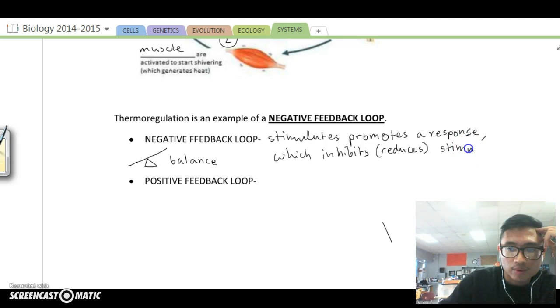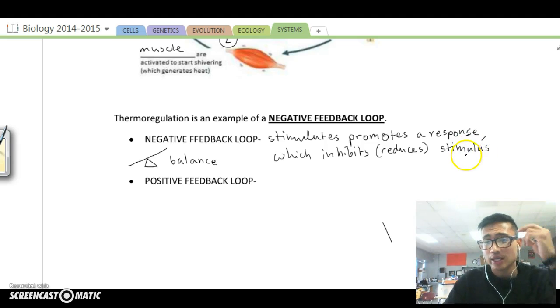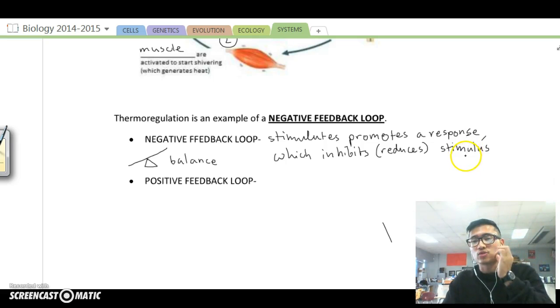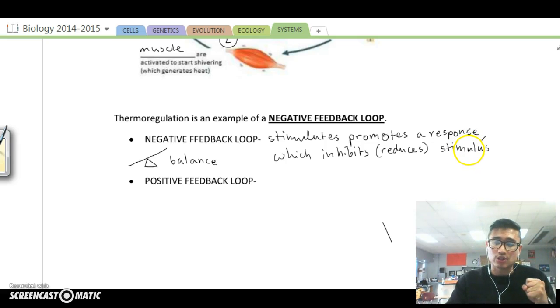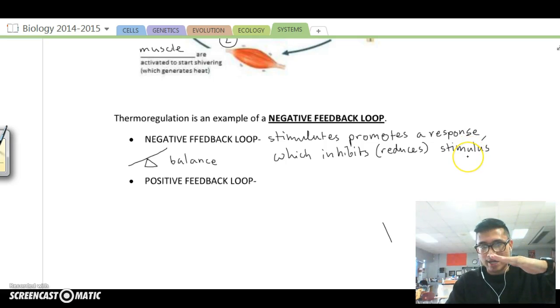And thermoregulation is a perfect example of that. If we start to get too hot, we start to sweat, our blood vessels dilate so that we start to cool down. We're trying to rebalance, okay? If we're too cold, our blood vessels constrict, keeping in more heat. We start to shiver, increasing our body temperature, and again, we're trying to rebalance. Those are both negative feedback loops.